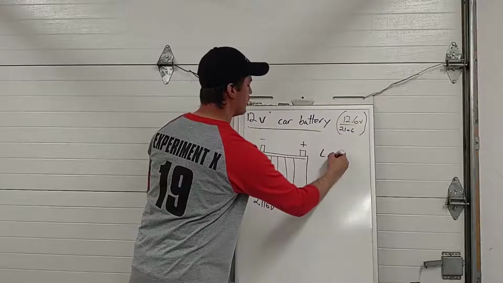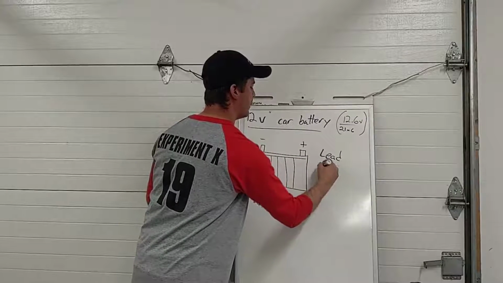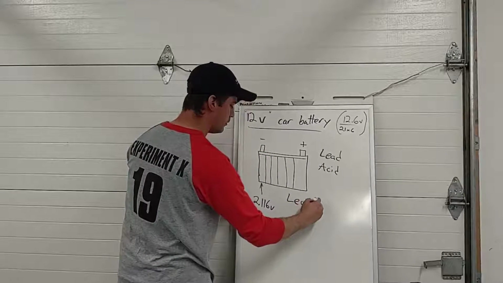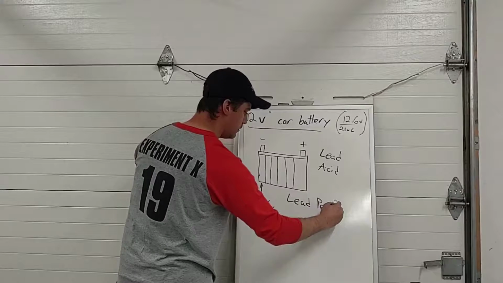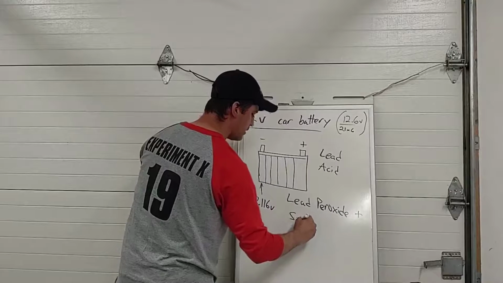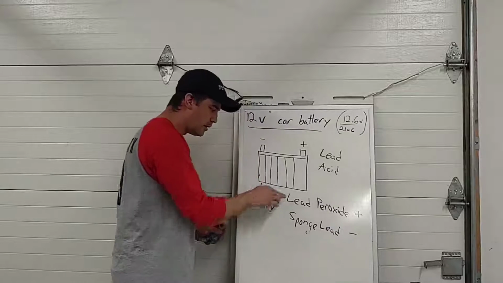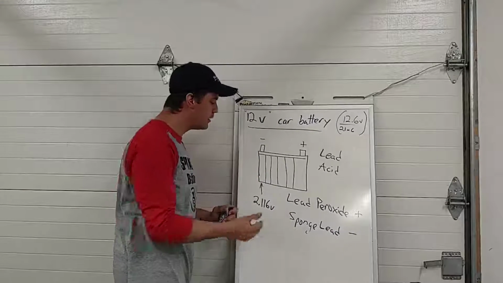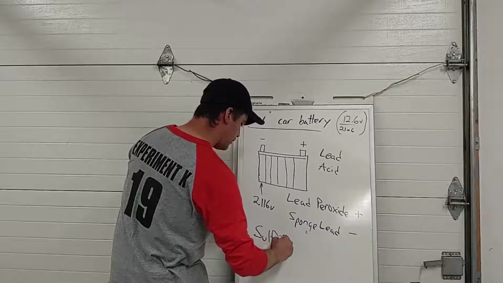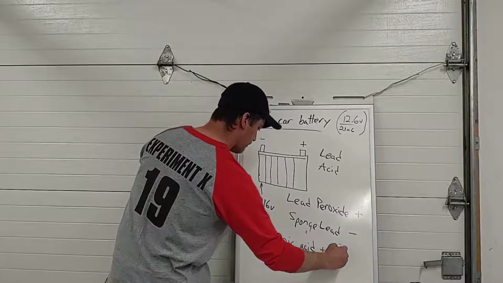So this is a lead acid battery. So we're using lead plates, specifically lead peroxide on the positive, and sponge lead on the negative. So those 2 plates are made slightly differently. And sulfuric acid and water.